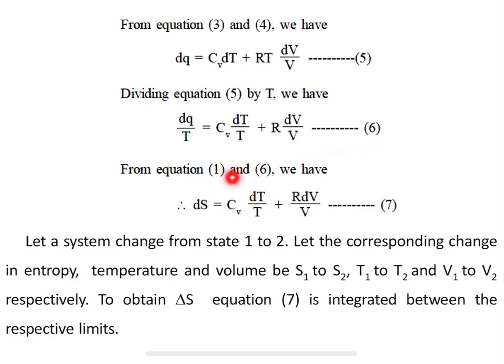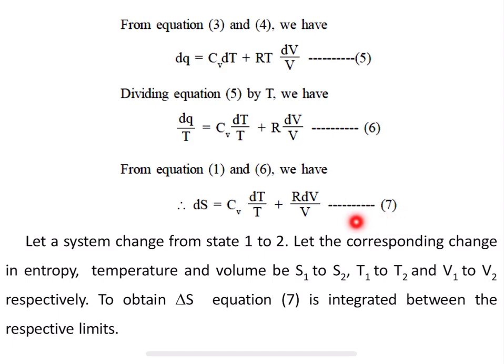From equation 1 and equation 6, we have dS, that is the change in entropy, equals CV dT divided by T plus R dV divided by V. Let me call this equation 7.